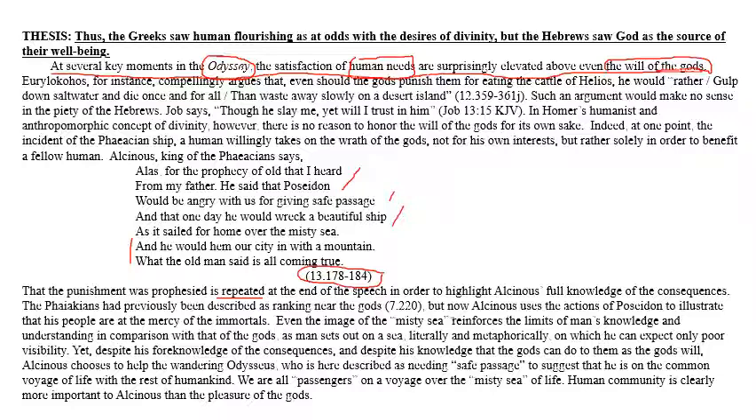Even the image of the misty sea, notice we're looking here at specific details, we're picking out details to discuss. Even the image of the misty sea reinforces the limits of man's knowledge and understanding in comparison with that of the gods, as man sets out on a sea, literally and metaphorically, on which he can expect only poor visibility. Yet despite his foreknowledge of the consequences, and despite his knowledge that the gods can do to them as the gods will, Alcinous chooses to help the wandering Odysseus, who is here described as needing safe passage, to suggest that he is on the common voyage of life with the rest of humankind. We are all passengers on a voyage over the misty sea of life. Human community is clearly more important to Alcinous than the pleasure of the gods.